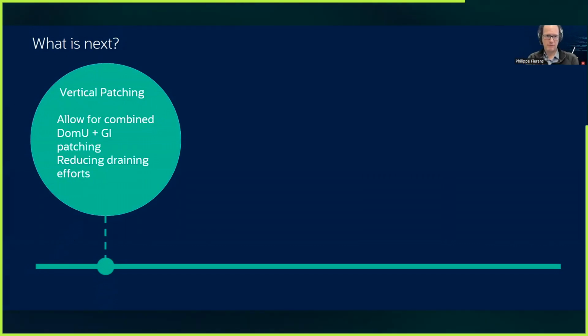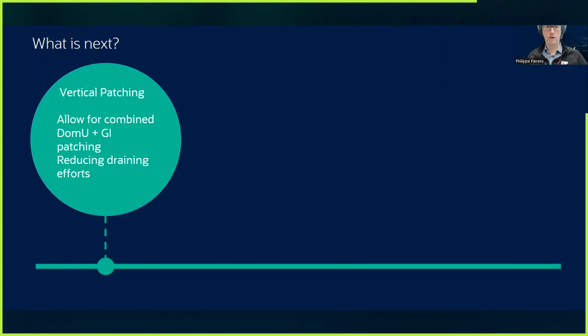So we want to have vertical patching. Implement that with the Exadata Fleet update. So basically, that means that you will be able to combine your DOM-U and your GI in one flow, which will make it easier and make it less of a burden to have your draining done. So DOM-U and GI will be done in one shot.